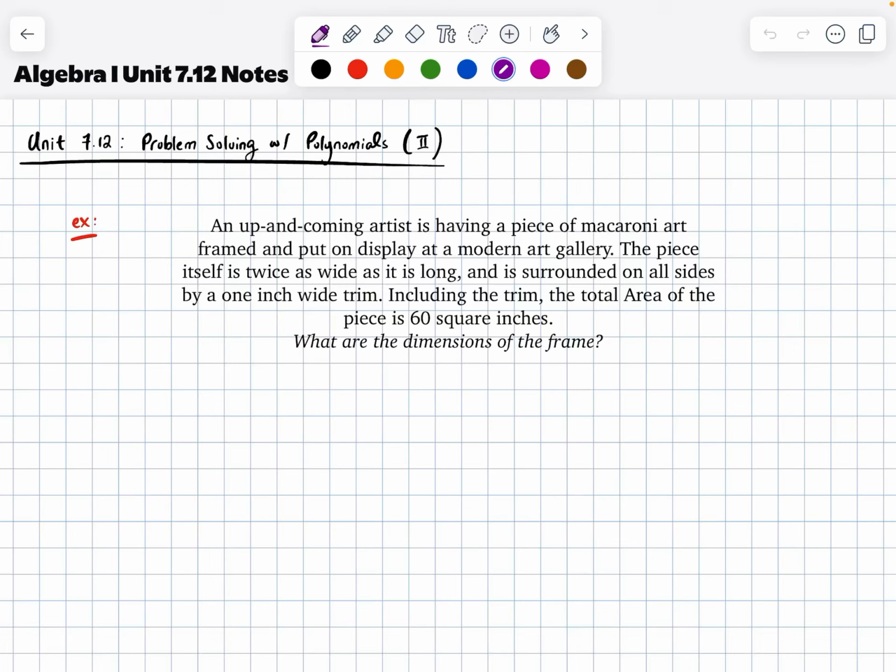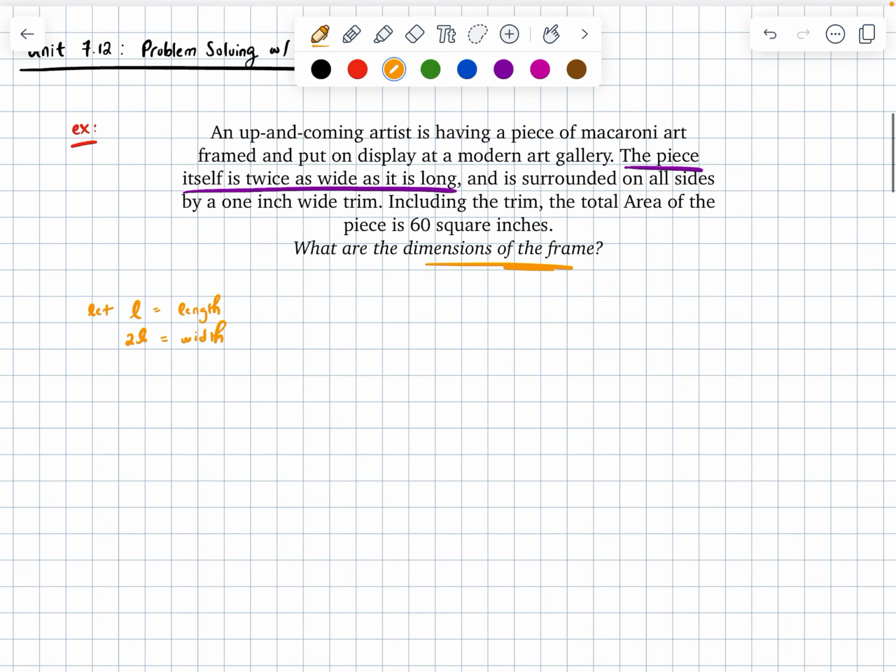Okay, so let's take this nice and slow. I have a piece of macaroni art. I know that the art is twice as wide as it is long. So I know that the width is twice the length, but I'm not told what the length and width are. I, of course, need to know that if I'm trying to find the dimensions of the frame of the piece. So my variable needs to represent the length and the width. In this case, let me define the length of my piece as L, and then I know it's twice as wide as it is long, so 2 times the length would give me the width of my macaroni art.